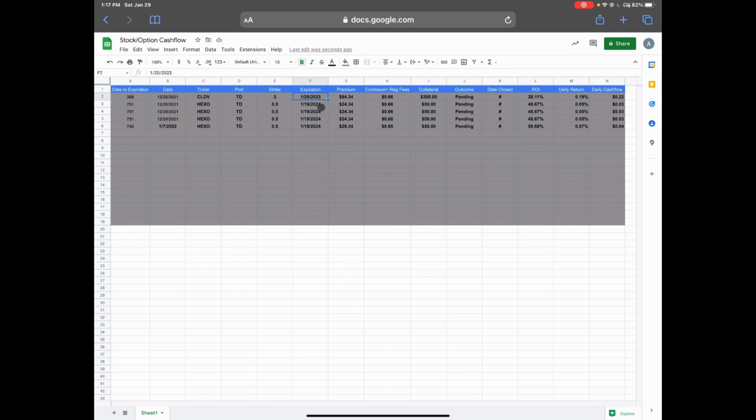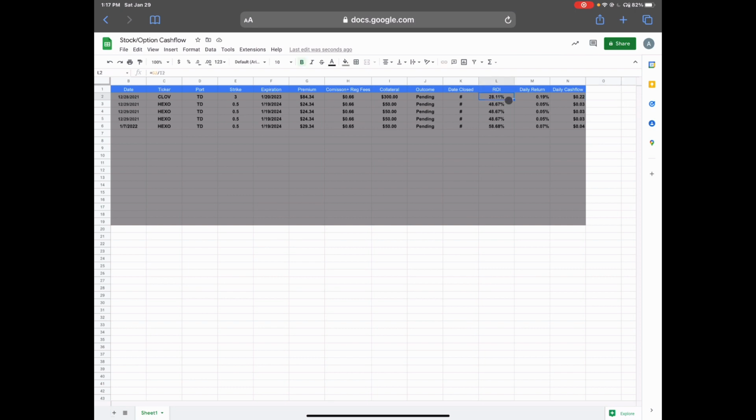And the expiration here, as we can see, we're going pretty far out. And again, we're just collecting premium. So this is all cash flow. And then these are some of the commission and regulatory fees. But even if you don't understand what's going on here, I think everybody here will understand what's going on when we look at the ROI.